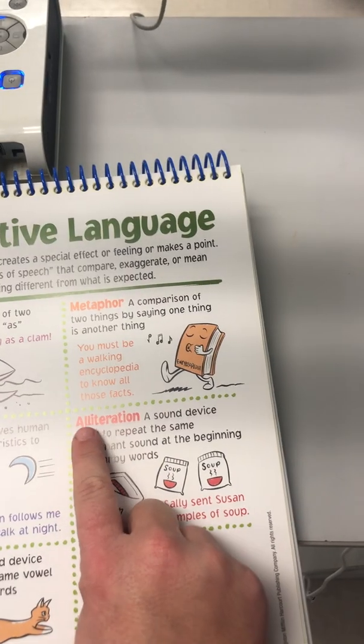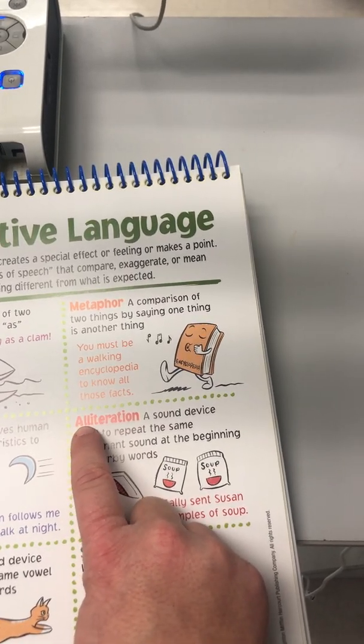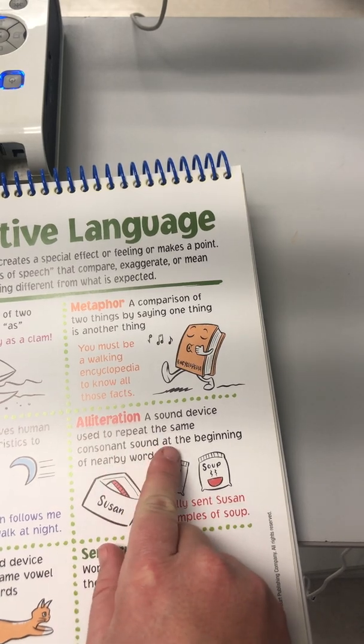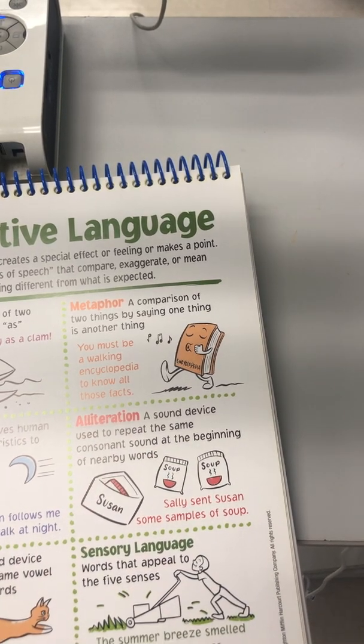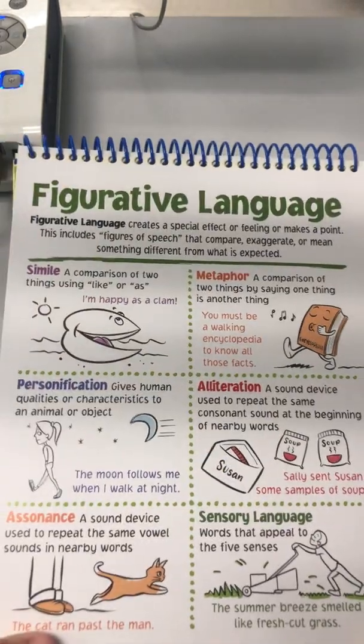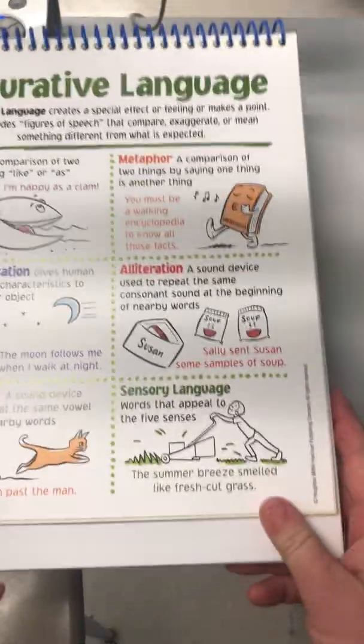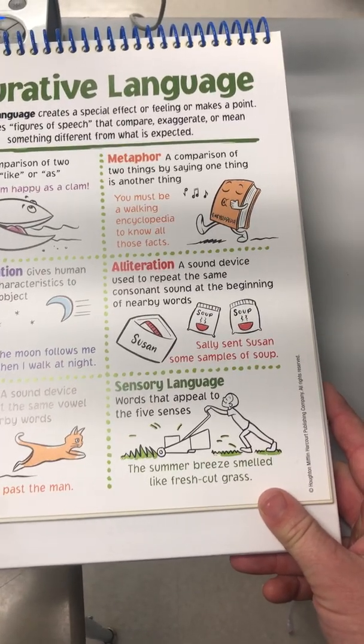Alliteration. If you think of alliteration, it means all. Alliter means A-L-L. All the consonant sounds at the beginning or nearby are the same. Then we have our sensory language. Our sensory language is like using the five senses, like I can see or smell the fresh cut grass. Those are words that help you to sense what's happening in the story or in the sentence. So those are our figurative languages.